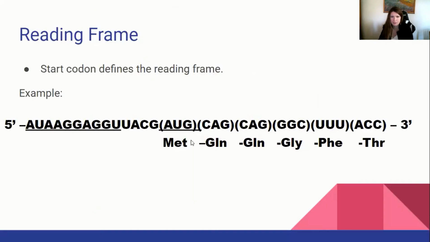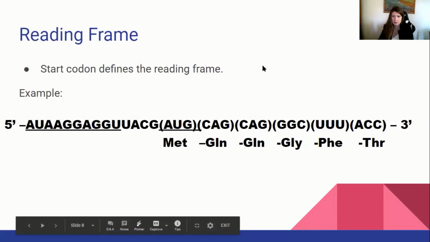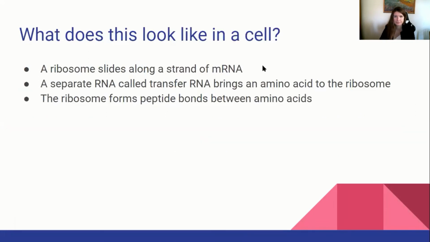Then our next codons: GLN, GLN, GLY, PHE, THR. Each of these codons is going to bring over an amino acid. That's a conceptual vision of how we get from our mRNA to our protein, to our polypeptide. But we do want to look a little bit at the cellular mechanics of this.